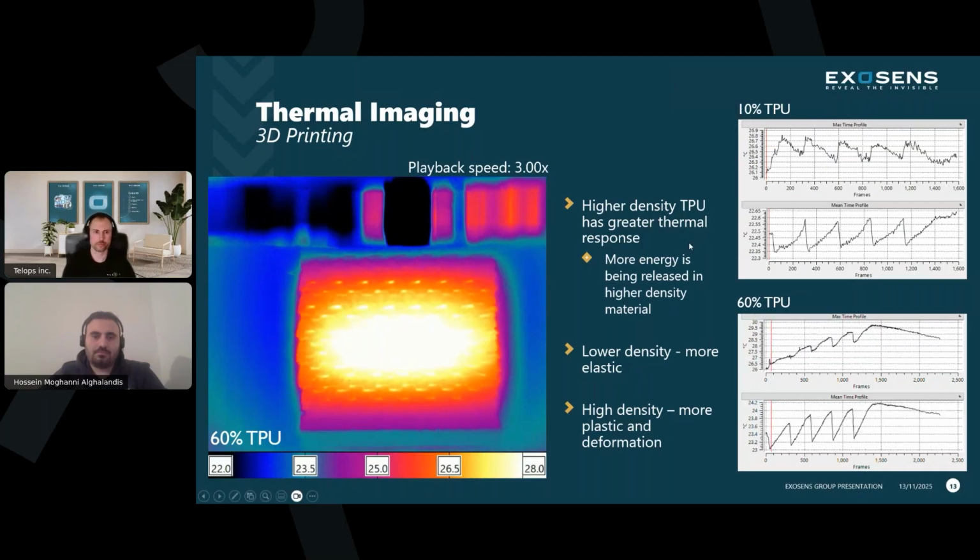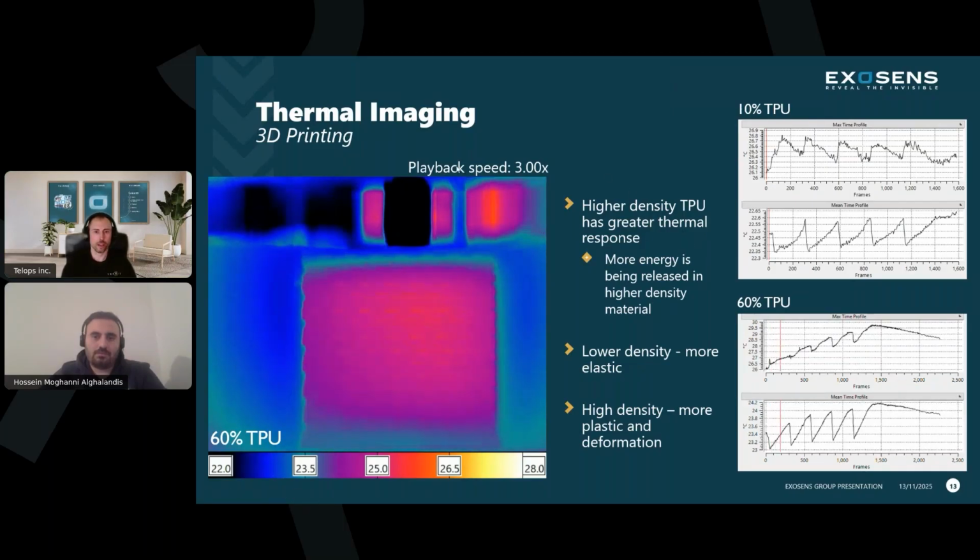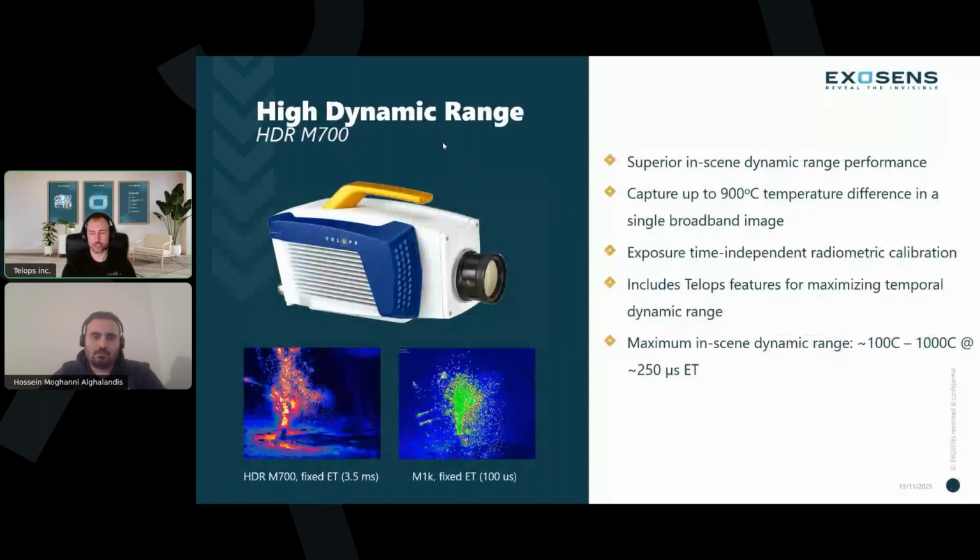And then to mention here kind of the last camera that we'll mention, because I recently heard a presentation where someone was talking about needing high dynamic range within material testing. So I wanted to mention here our high dynamic range camera. This is the HDRM 700.